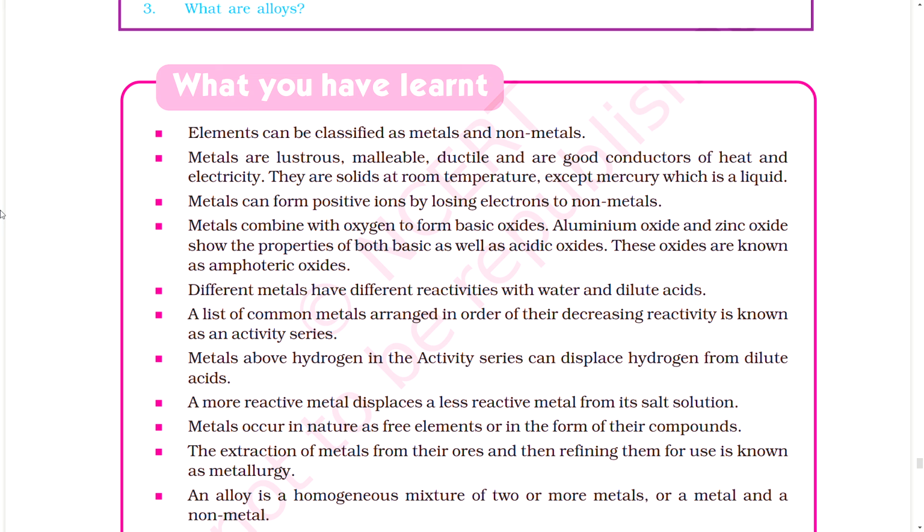reactivity is known as an activity series. Metals above hydrogen in the activity series can displace hydrogen from dilute acids. A more reactive metal displaces a less reactive metal from its salt solution. Metals occur in nature as free elements or in the form of their compounds.